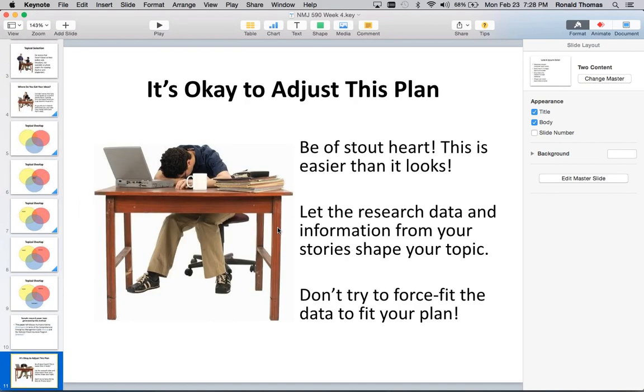So, relax. This is easier than it looks. People have been getting graduate degrees for a long time. All of them started at this point, meaning everybody was overwhelmed by the universe of possibilities and was having their biggest problem trying to figure out how to narrow down everything that they could possibly work on.